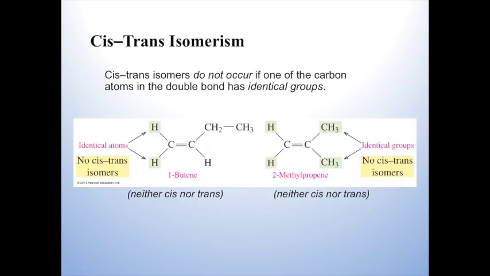And these isomers do not occur if one of the atoms in the double bond has identical groups. So, for instance, if you have two hydrogens, there is no cis-trans isomerization in this 1-butene molecule. And also in this 2-methyl-propene molecule, you have two hydrogens on the one carbon and two methyls on the other carbon, and so it doesn't matter which orientation this is, they're identical to one another.